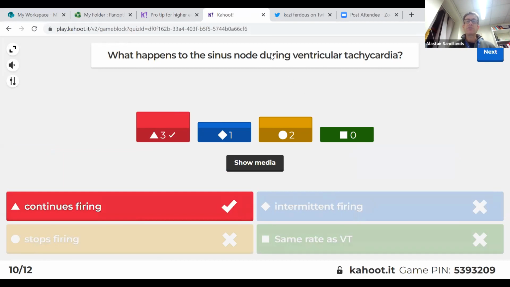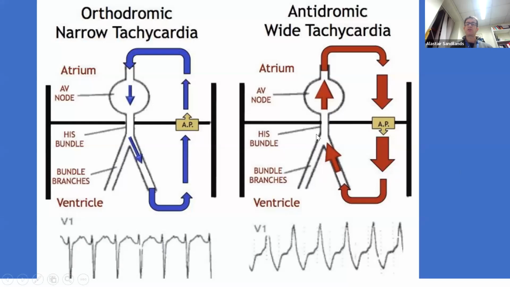Sorry, there was a question in the chat that just came along. Could you go over why you get a delta wave again, please? Yes, of course. So let's just go back. You only get a delta wave when you have conduction going forwards over a pathway.